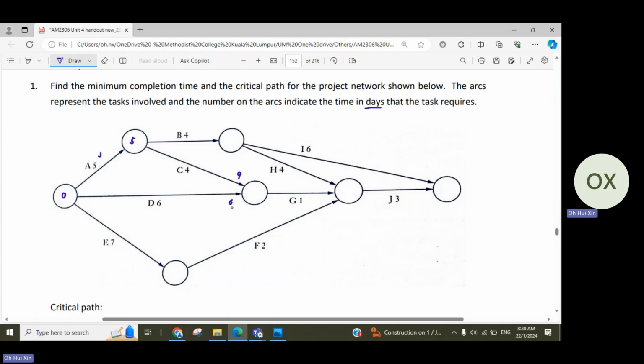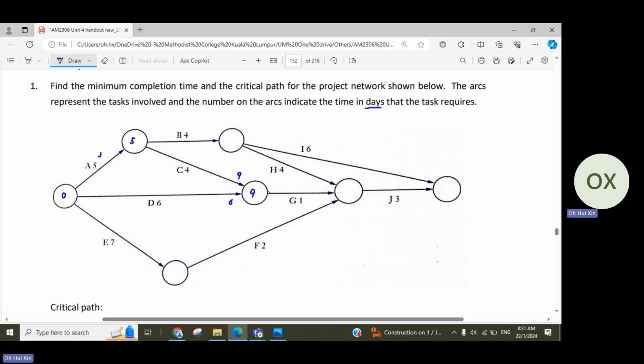So that's why even though D is completed earlier, you still need to wait for C to complete first before you can actually start your G. Okay, so that's why we are going to write 9 here, because this is the time that you are able to start your G. Okay, I hope that's clear.